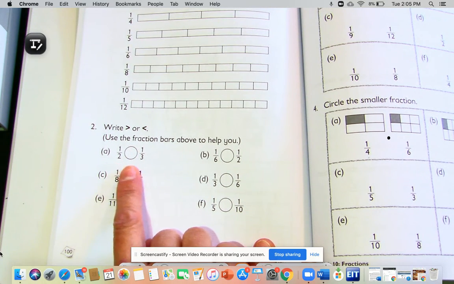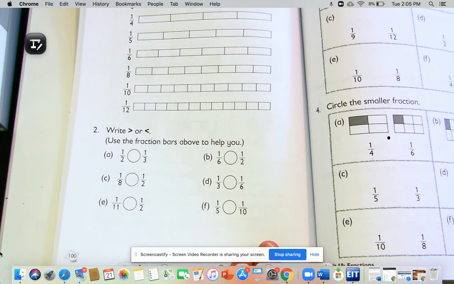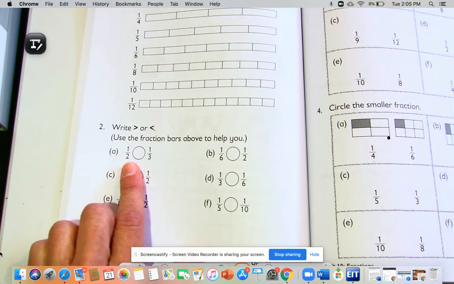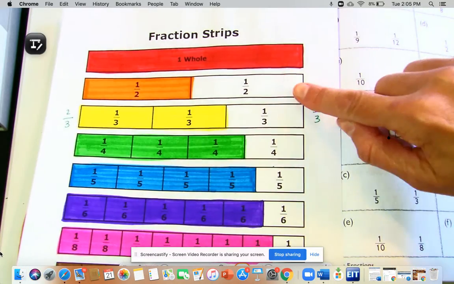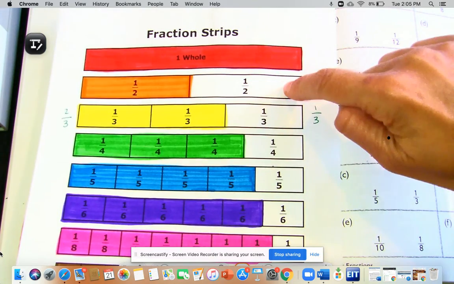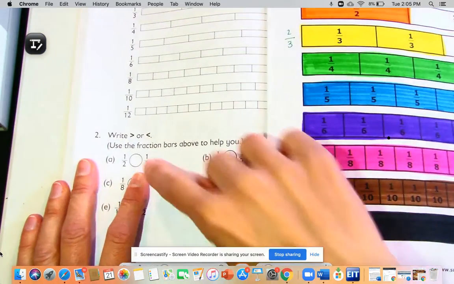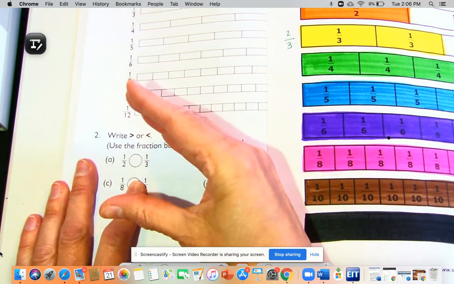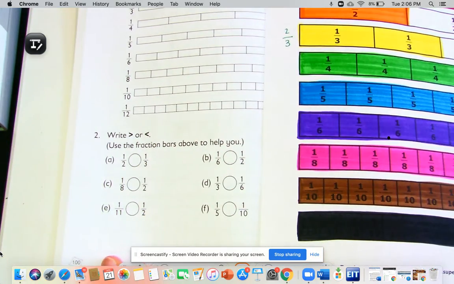So after we've colored in, I'm going to look at my fraction bars that I've already colored, 1/2 and 1/3. So if we look back here, here's 1/2 and here's 1/3. And I can see 1/2 is bigger than 1/3. So here, 1/2, I'm going to put the open mouth, it wants to eat the bigger one. So 1/2 is bigger.